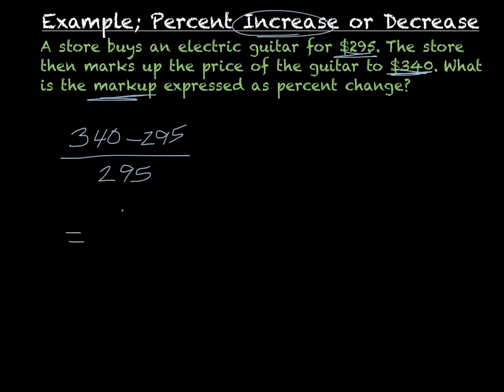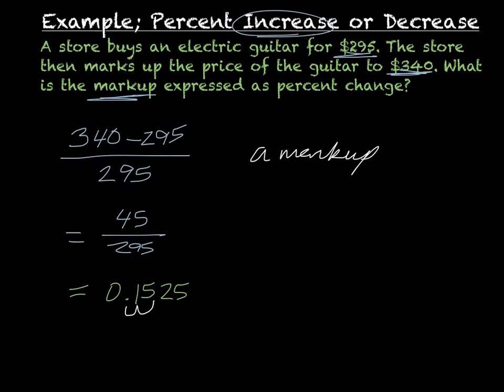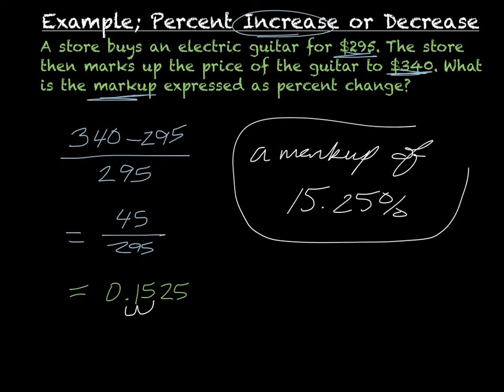So you're going to get 45 on top over the 295, which you then type into the calculator to get a decimal answer, and we would get about 0.1525. So if we express that as a percent, move the decimal 2 spots, giving us a percent markup of about 15.25%. And that would be your final answer.